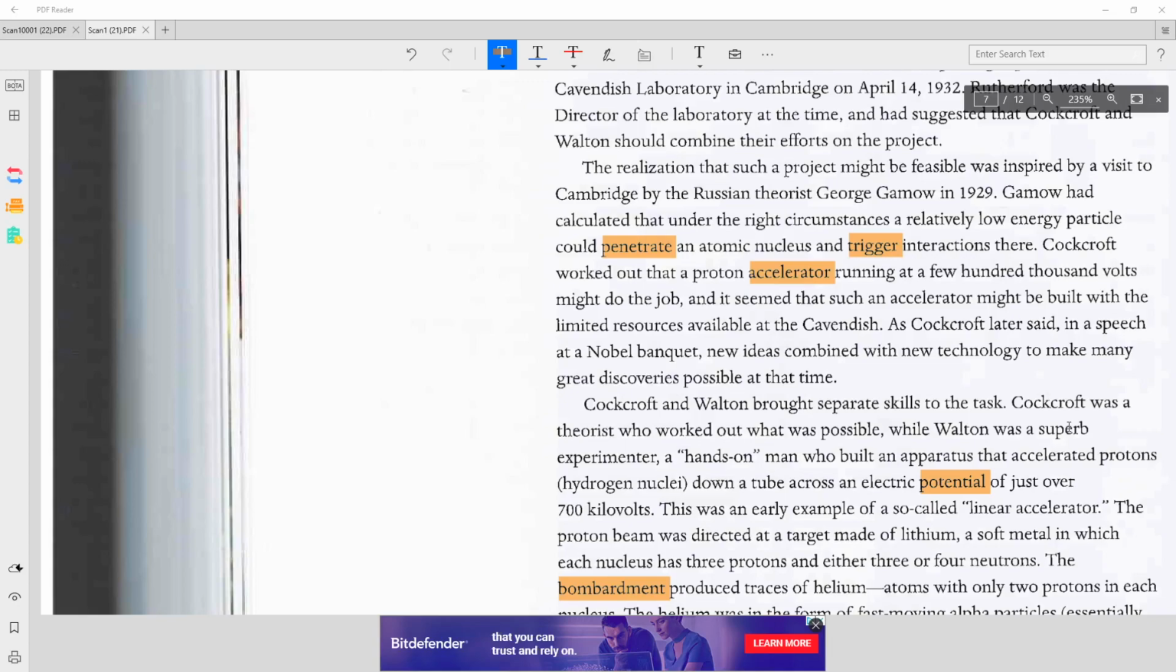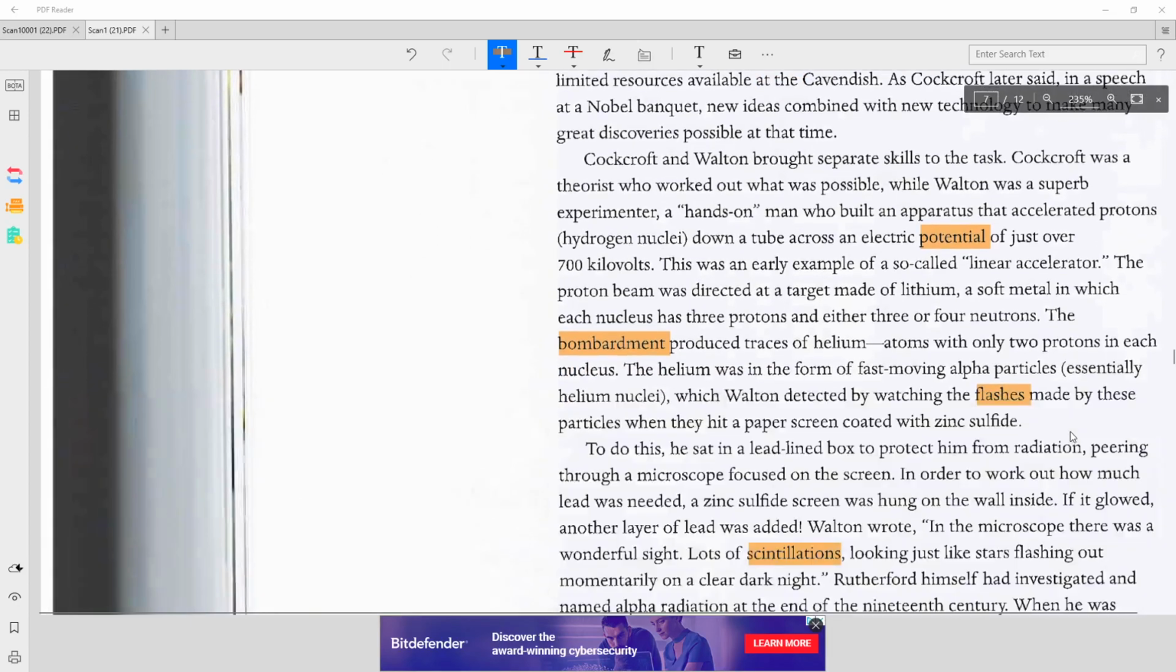Cockcroft worked out that a proton accelerator running at a few 100,000 volts might do the job, and it seemed that such an accelerator might be built with the limited resources available at the Cavendish. As Cockcroft later said in the speech at a Nobel banquet, new ideas combined with new technology to make many great discoveries possible at the time. Cockcroft and Walton brought separate skills to the task. Cockcroft was a theorist who worked out what was possible, while Walton was a superb experimenter, a hands-on man who built an apparatus that accelerated protons or hydrogen nuclei down a tube across an electric potential of just over 700 kilovolts. This was an early example of a so-called linear accelerator.